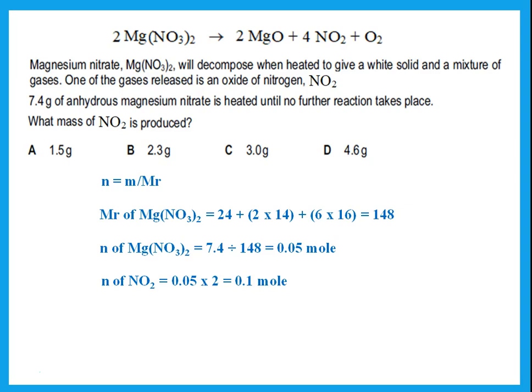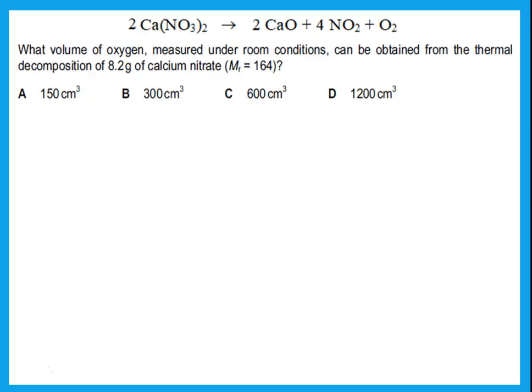Now I know the number of moles of the NO2. What is he asking about? He's asking about mass. How do I get mass? Mass is number of moles times Mr. So the number of moles of the NO2 times the Mr of the NO2, and that comes out to be 4.6 grams. Okay, were you able to get this? I really would like to know if you were able to do it.